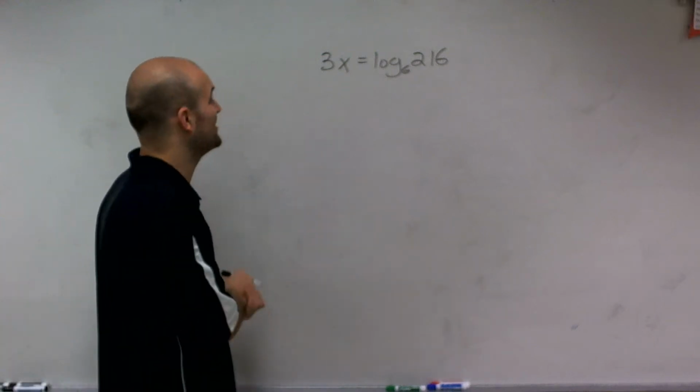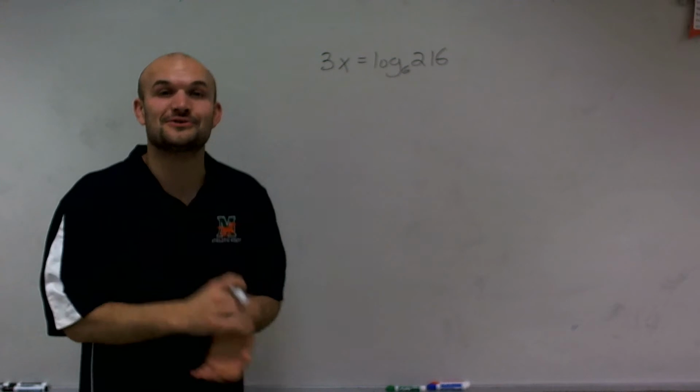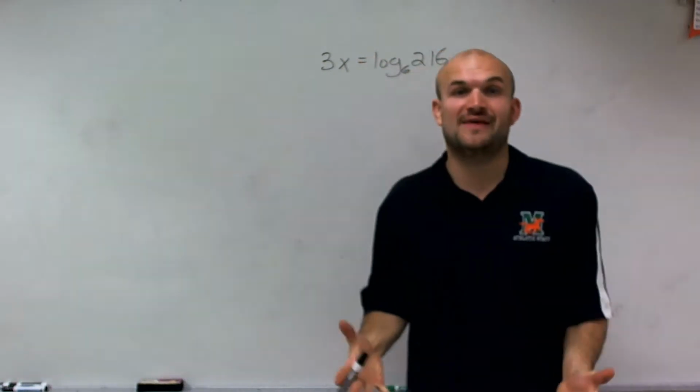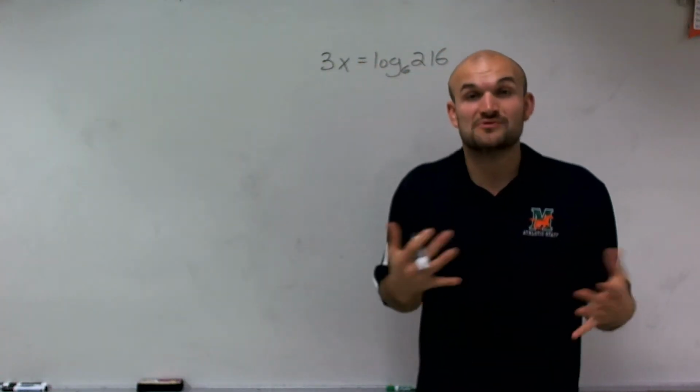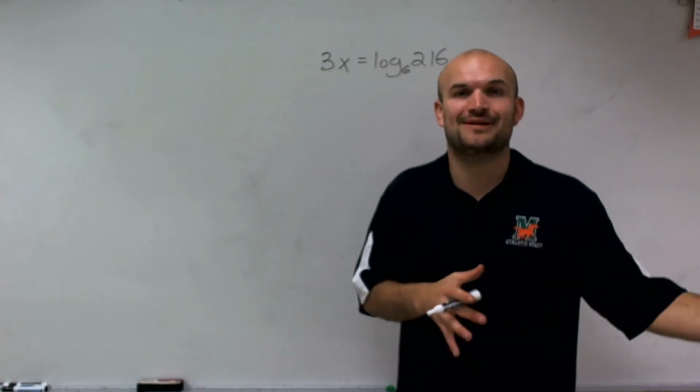Here we go. So what I have is 3x equals log base 6 of 216. And what we want to do is evaluate for a value of x. When you have a singular logarithm and you want to evaluate, the best thing to do is, one, understand what a logarithm represents, and two, put it back into exponential form.